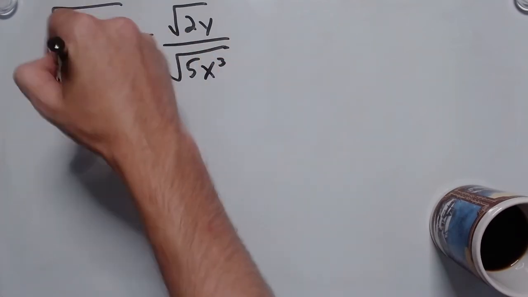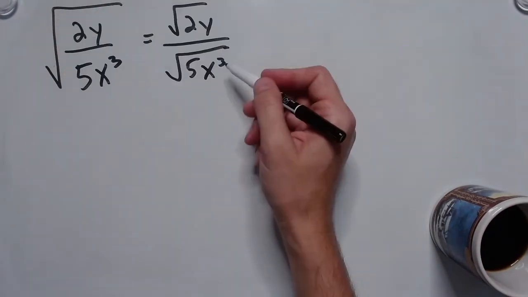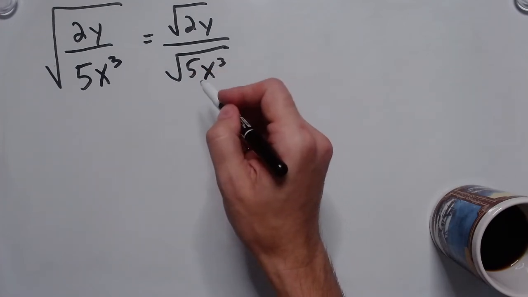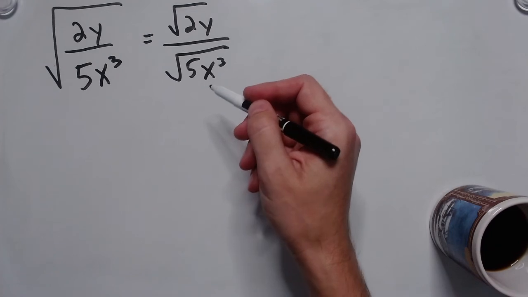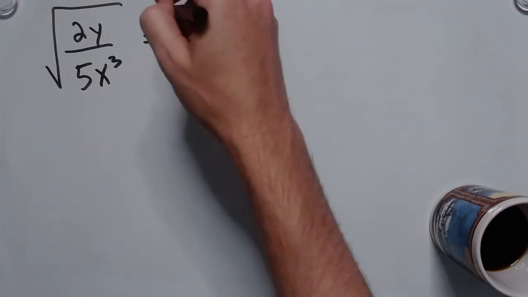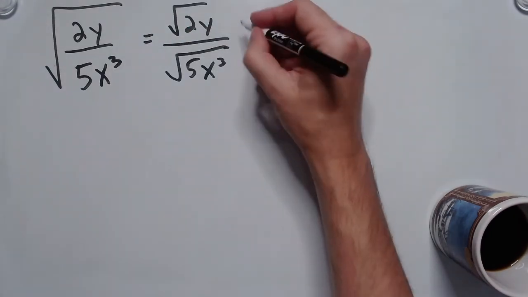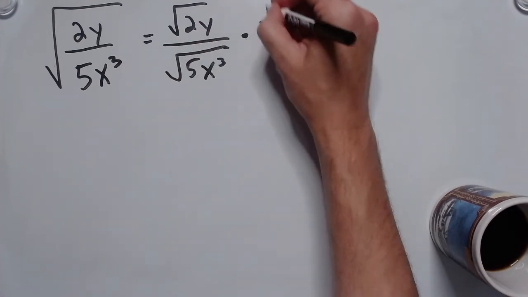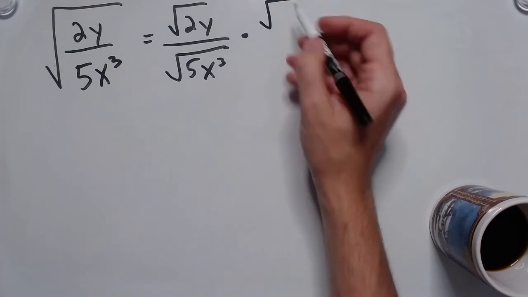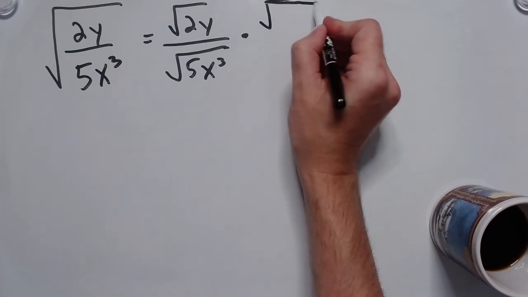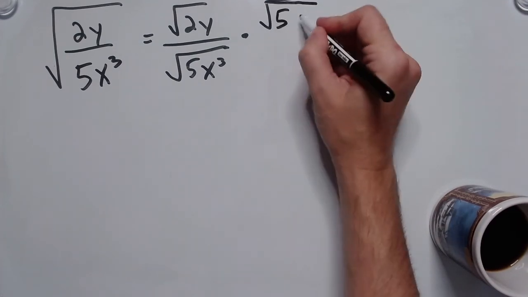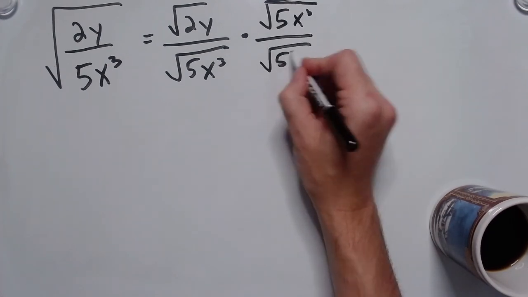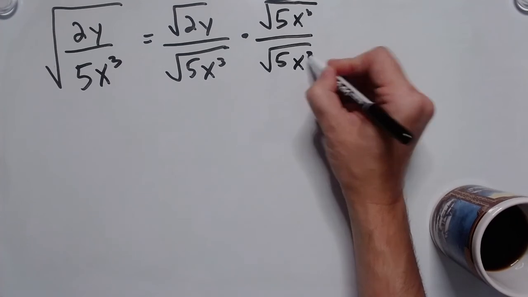Okay, so we got rid of the fraction, but now we have a radical in the denominator. So Squidward is still mad. So we need to rationalize the denominator by multiplying this whole thing by 1. And that 1 is going to be this entity over itself. So we're going to take this. Oh, it ran off the screen. Let's bring that back down. Root 5x cubed over root 5x cubed.